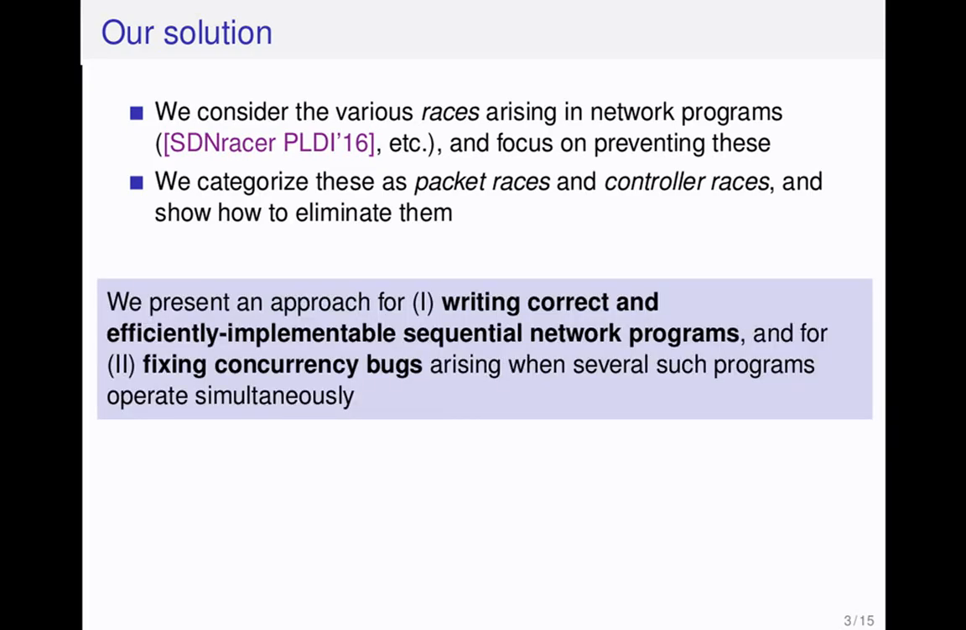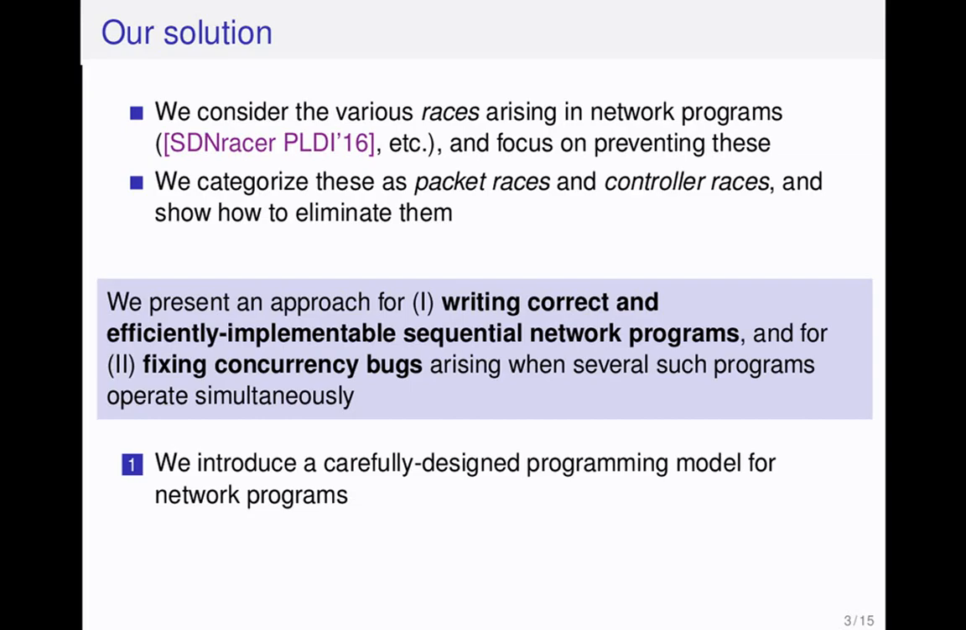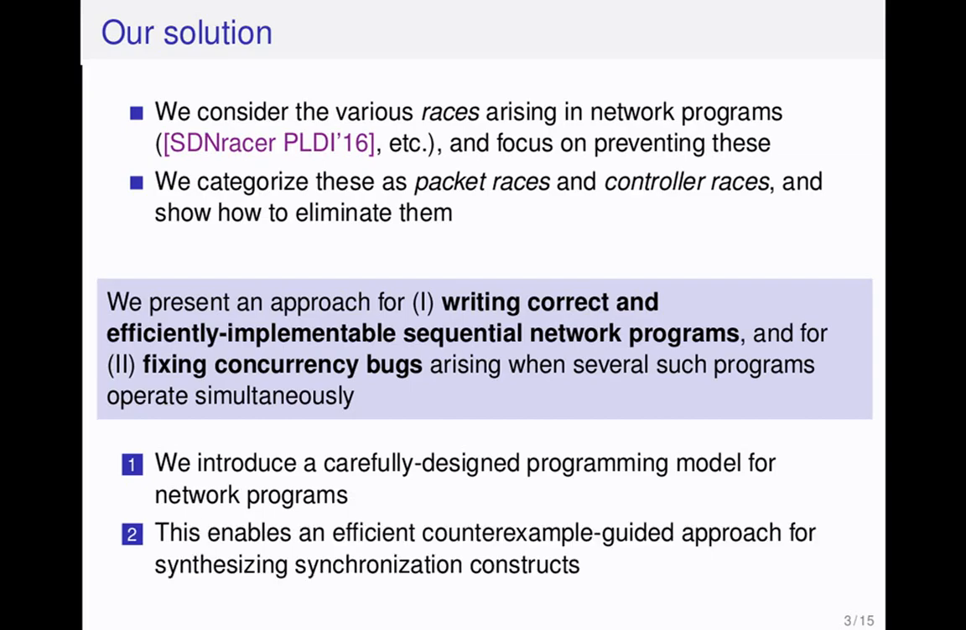Okay, so we're going to present an approach for first how to write correct and efficiently implementable sequential network programs, and then how to fix concurrency bugs when several of those programs operate at the same time. To get a little more specific there, first we're going to introduce a carefully designed programming model for network programs, and that's going to enable us to do an efficient counterexample-guided approach for synthesizing synchronization in those programs.